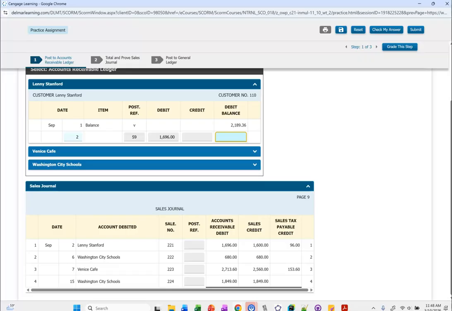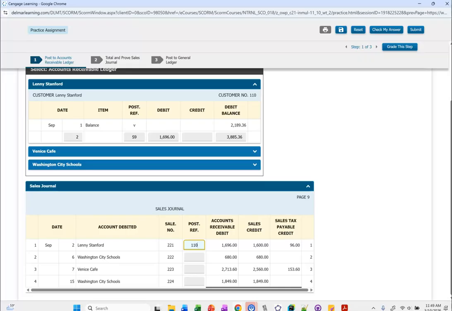And then I have a new debit balance here. I've got to add that up. So I have 2189.36 plus 1696. So 3,885.36. And then my last step then is to add a post reference to my journal, which would be the account number for Lenny Stanford, which is 110. Everybody okay with the first transaction loop here that we did?